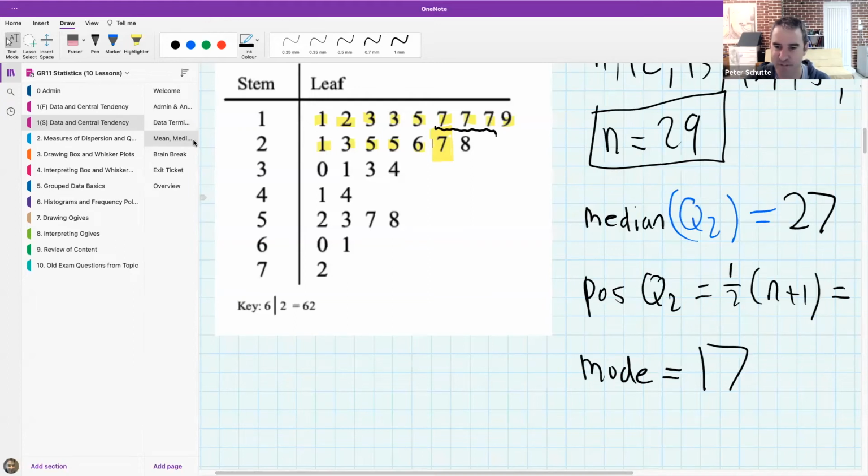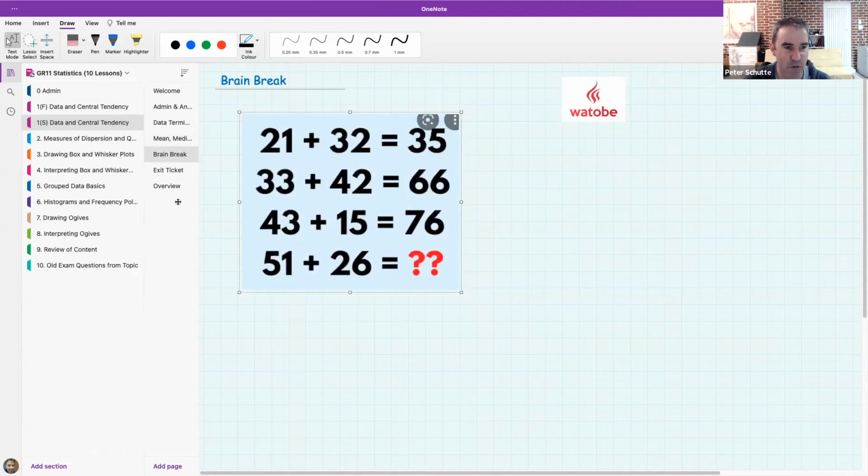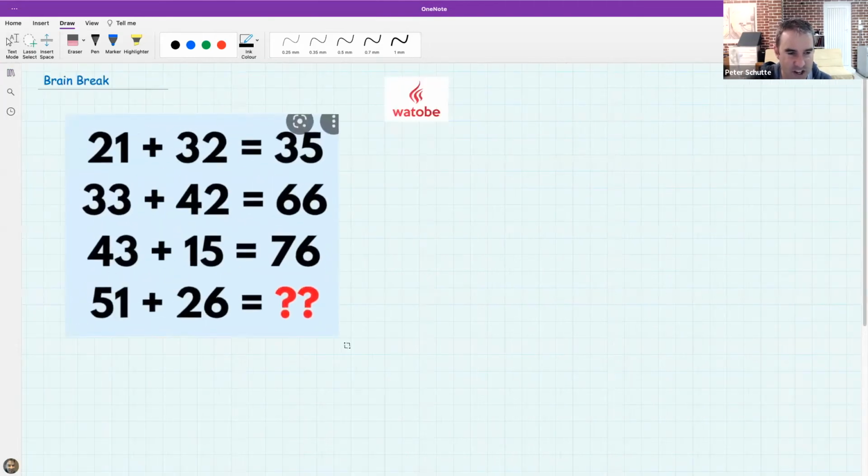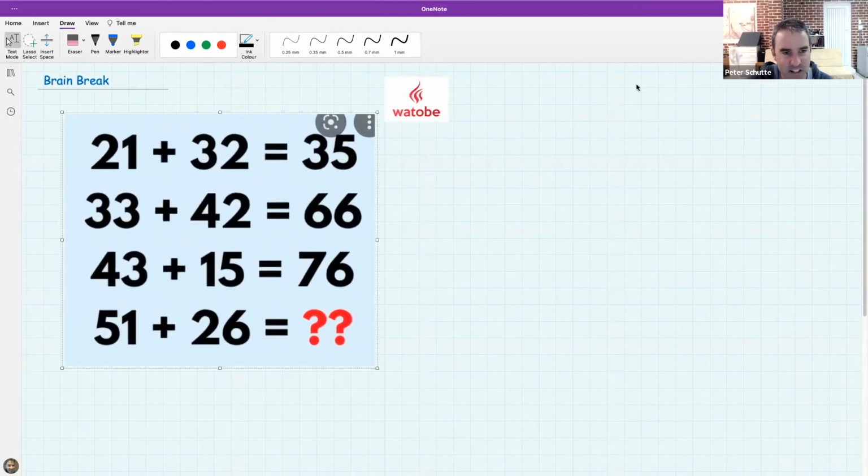Invest in yourself. While we wait for the rest of our students to stretch, give this little brain break a go. It's not using normal maths, but it's using a pattern. See if you can figure out how this puzzle works, and what the value of this is.